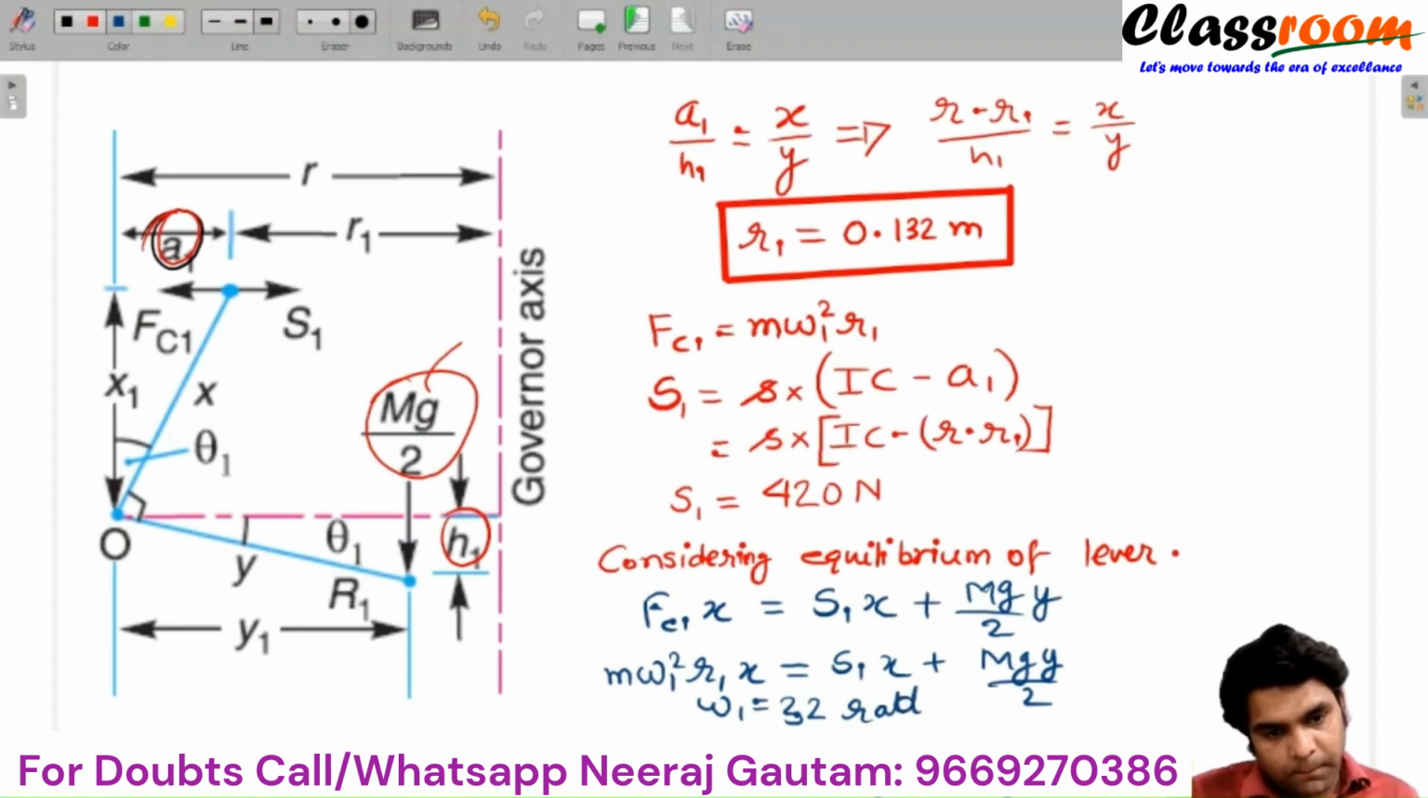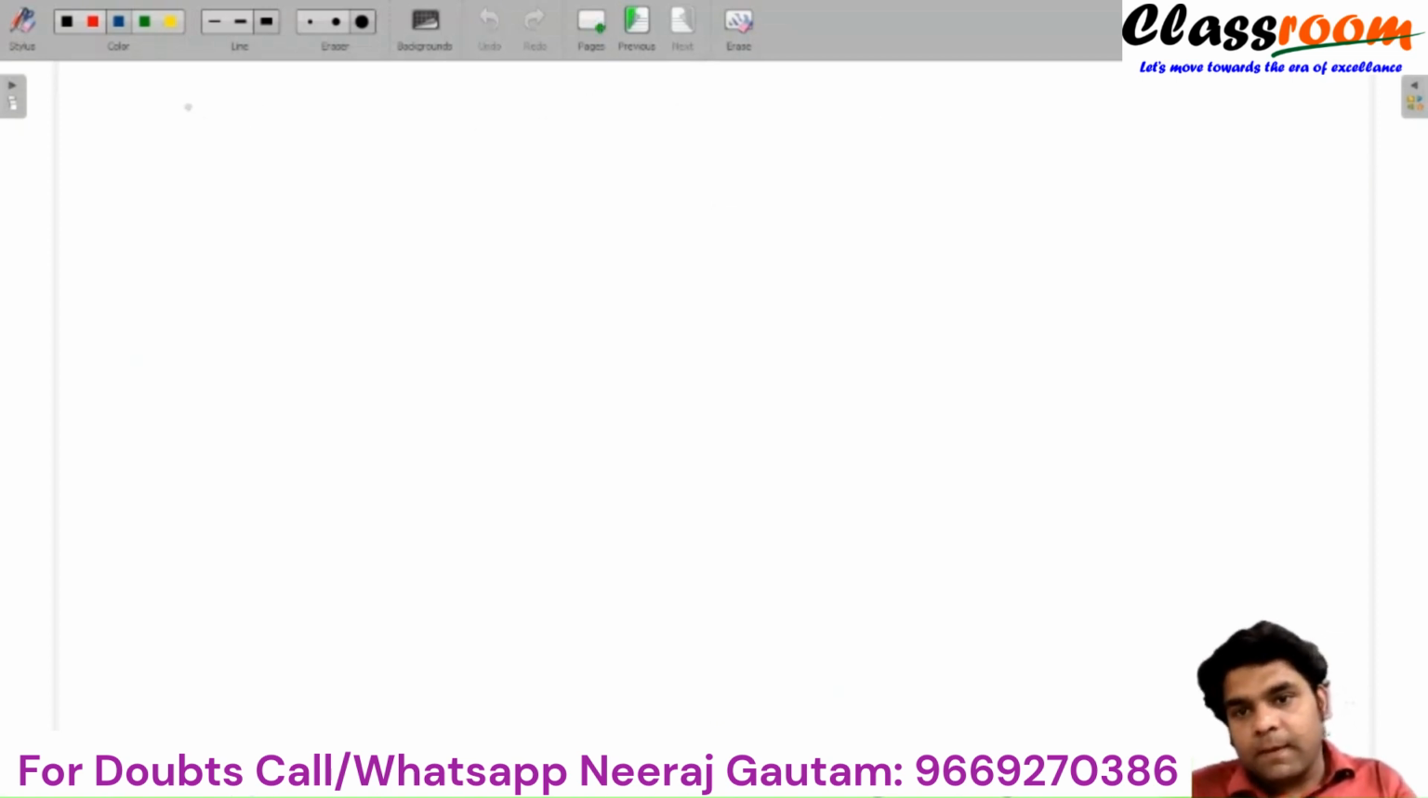radians per second, and corresponding to the value of omega 1, I get the value of N1 as 305.5 rpm.